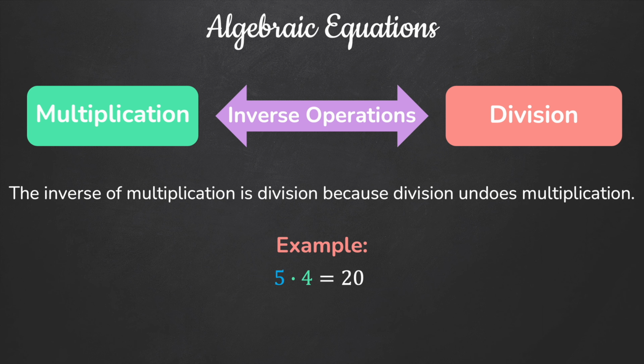Let's say we had 5 times 4. That would equal 20. However, if we took our answer 20 and then divided it by the number we had multiplied before, which is 4, we would get our original number back. And that's because if we multiply something by a number and then divide it by the same number, it's going to come back to our original number. They basically cancel each other out.